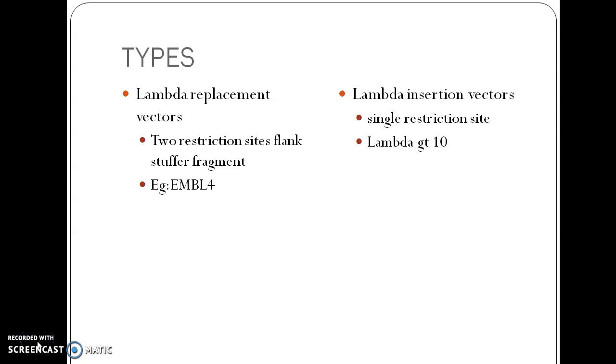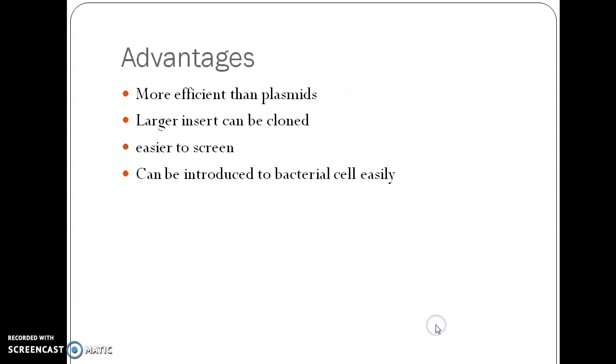There are two types of lambda vectors: replacement vectors, where an upper fragment can be replaced by them, and insertion vectors, which have a single restriction site. The phage DNA is cleaved with a restriction enzyme that cuts it only once and the target is inserted into the site. No phage DNA is removed, therefore a much smaller size of DNA can be inserted in the case of insertion vectors.